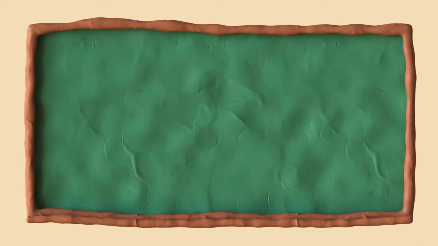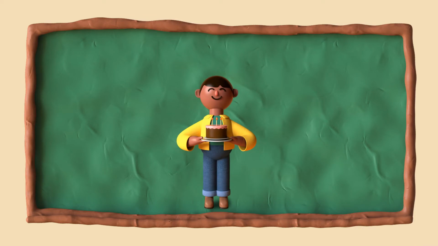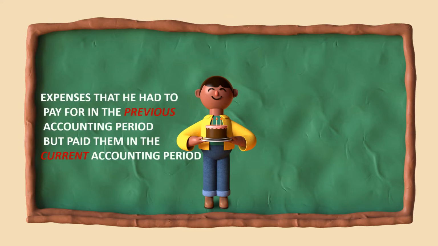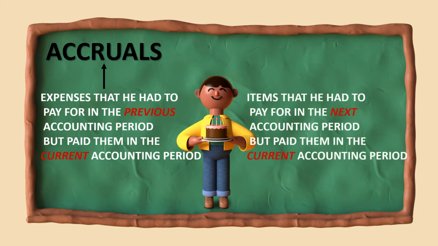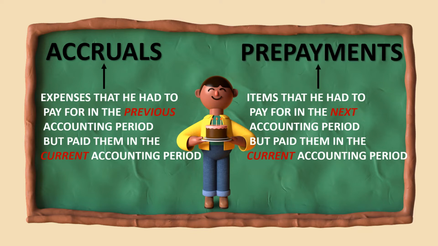Meet Ben. Ben owns a bakery that sells birthday cakes. Ben has expenses that he had to pay for in the previous accounting period, but paid them in the current accounting period. These are known as accruals. Ben also has items that he had to pay for in the next accounting period, but paid them in the current accounting period. These are known as prepayments.